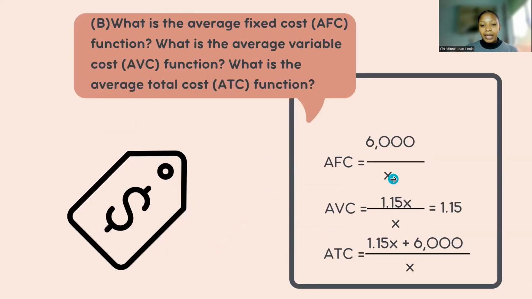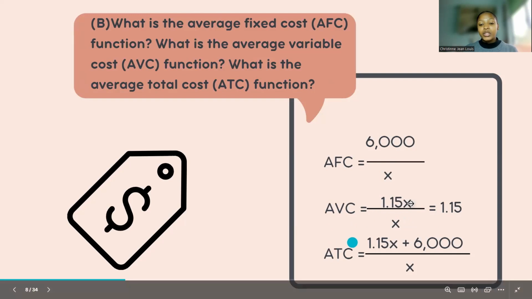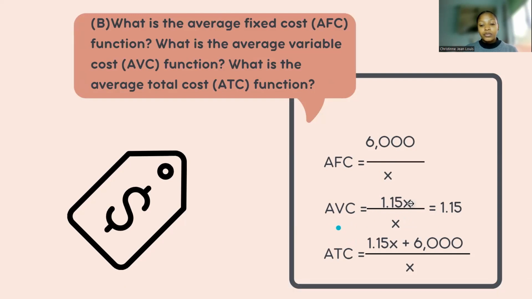Secondly, we had to find the average fixed cost. So average fixed cost is basically the fixed cost over X. So this is why we have average fixed cost equals 6,000 over X. And the average variable cost is also the variable cost divided by X. So since the variable cost function was 1.15x, so 1.15x over X, we found that the average variable cost is equal to 1.15.